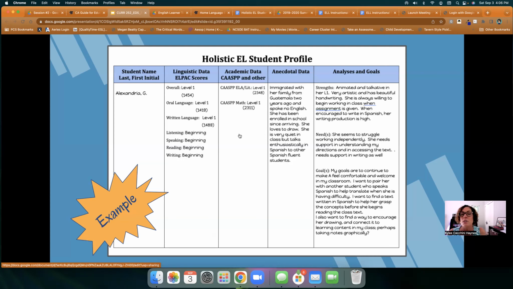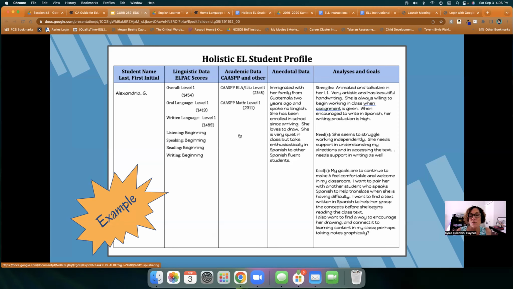So her strengths, I said she's animated and talkative in her L1, in her primary language, very artistic and has beautiful handwriting. She's always willing to begin working in class when an assignment is given. When encouraged to write in Spanish, her writing production is high. Okay, she's very fluent in her L1, both in writing and in speaking, and that's important to note. Okay, now her needs: she seems to struggle working independently. She needs support in understanding my directions and in accessing the text. She needs support in writing as well.